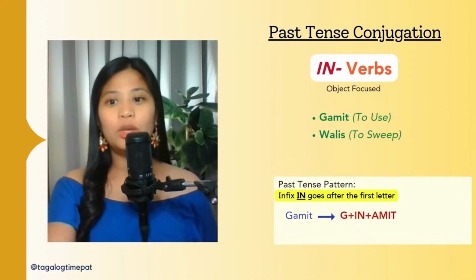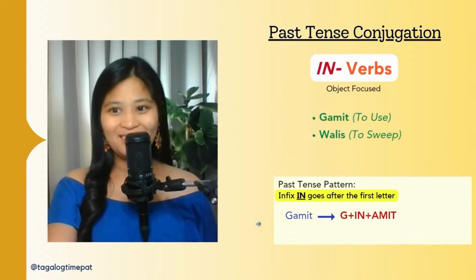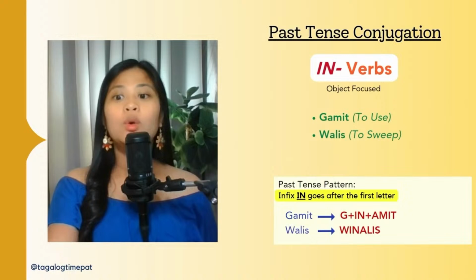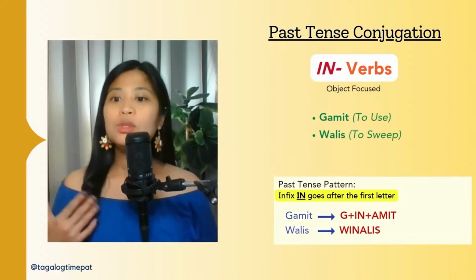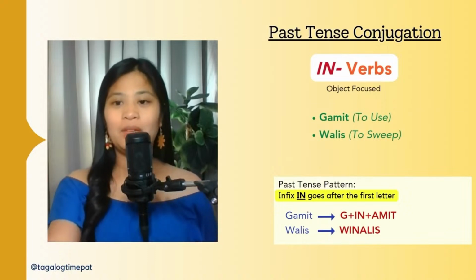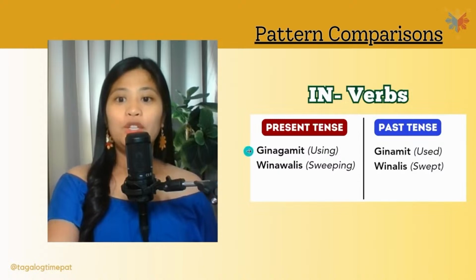You jot it down. What do you think walis, to sweep, will be in the past tense? Walis in the past tense will be winalis. Winalis ko yung sahig. I swept the floor. So let's compare. In the present tense, using is ginagamit.